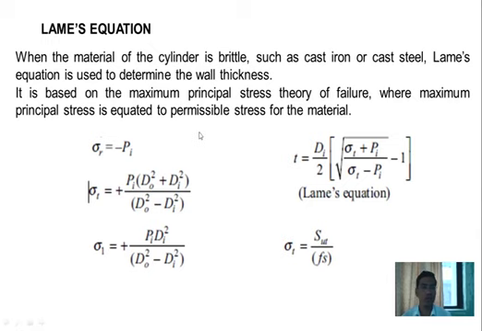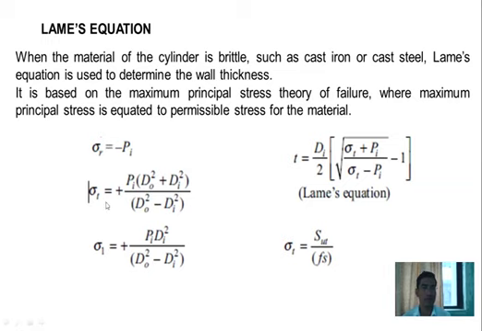The basic consideration for Lame's equation is that we first calculate three types of stresses. The first is the tangential stress, the second is the longitudinal stress, and the third is the radial stress. Here we consider the radial stress equal to the internal pressure acting inside the cylinder, with a negative sign. Then the tangential stress is calculated by the same method already discussed in the previous topic.